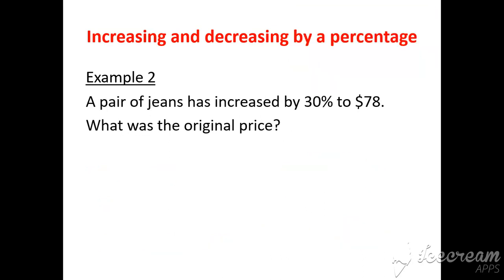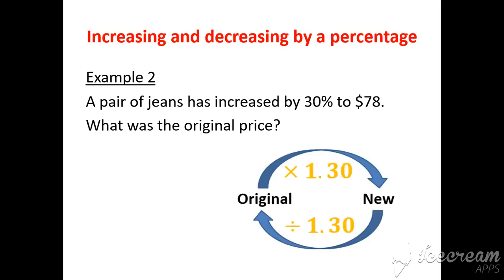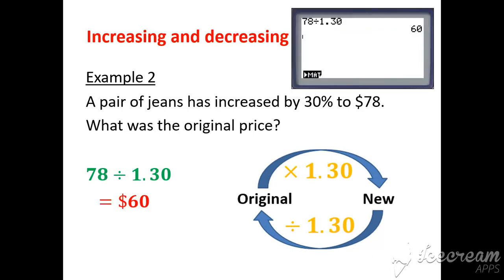Right, example 2, a pair of jeans has increased by 30% up to $78. So what was the original price before the increase? So here's the quick way to increase something by 30%, multiplying by 1.30, so something times 1.30 takes us up to 78. And we're going to do the opposite. We're going to take 78 and divide by 1.30, which takes us back to the original price, which was $60. Again, some people like to do a quick check to make sure that it's the correct original price.